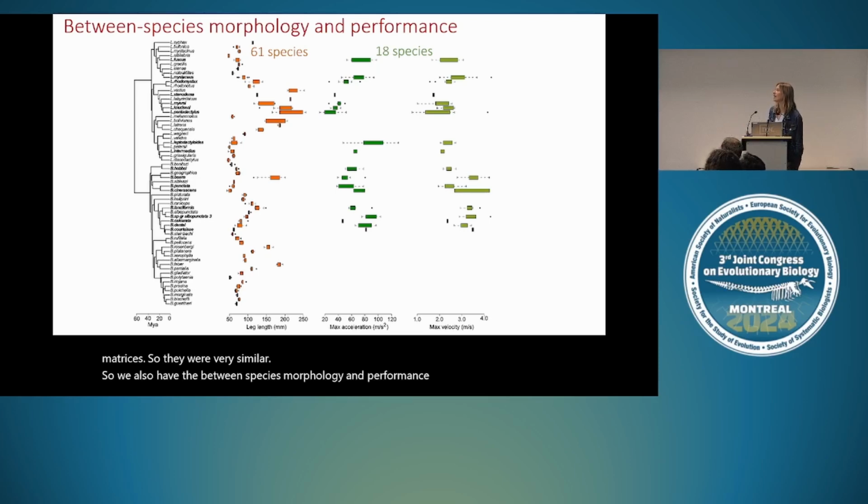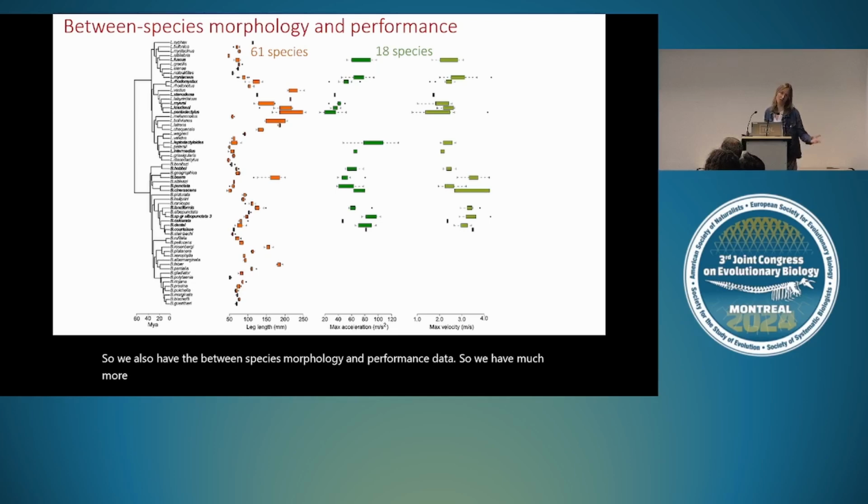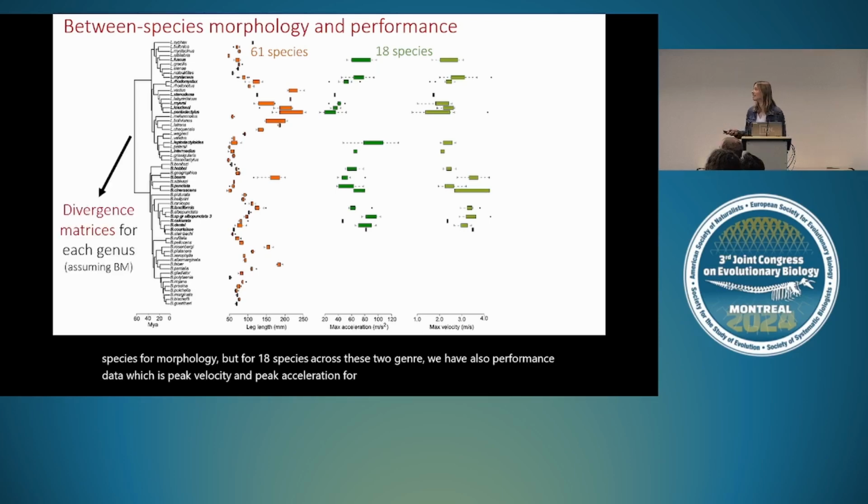We have much more data for just morphology, as you know, it can be called a curse too, Chris. So we have 61 species for morphology, but for 18 species across these two genera, we also have performance data, which is peak velocity and peak acceleration for jumping. And what we did, first, we constructed divergence matrices for each of these genera, assuming Brownian motion.